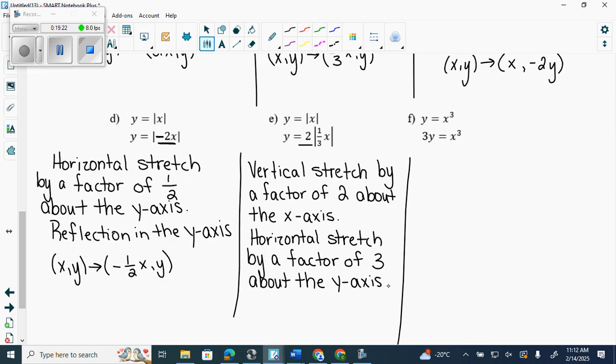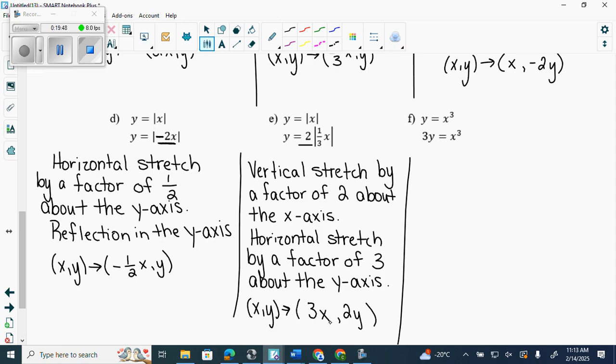So in mapping, I'm going to have 2 and 3. Because in words, I have 2 and 3. In mapping, I have 2 and 3. Right? So x, y becomes vertical, 2. So that's going to affect my y. 2y. Horizontal, 3. 3x. Words and mapping numbers are the same.